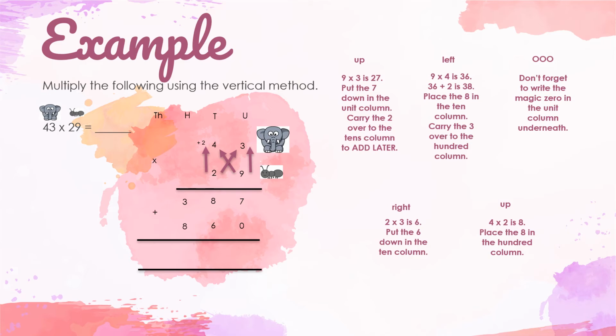We start adding from the units column when we add. So 7 plus 0 is 7. 8 plus 6 is 14, that's a two-digit number. So you put down your 4 and you carry your 1.